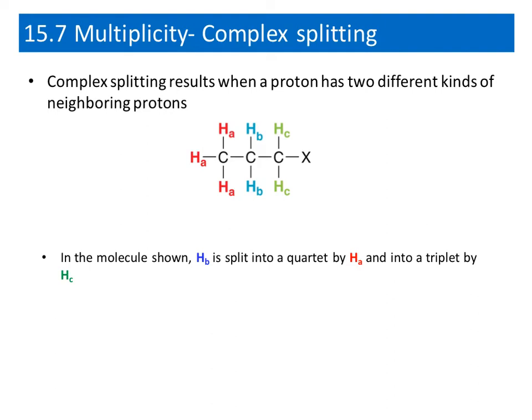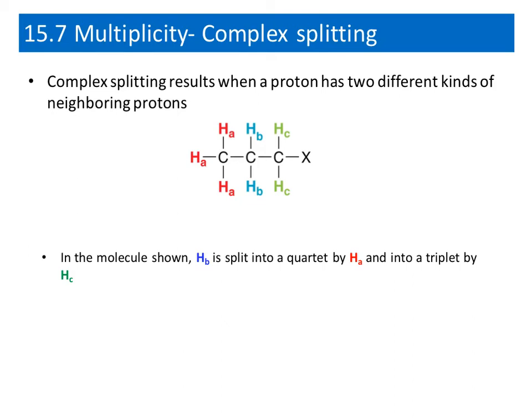So let's talk about complex splitting a little bit. This occurs when a proton has 2 different kinds of neighboring protons with different chemical environments. For example, in this structure, we can have 3 signals. These 2 protons are the same, these 2 are the same, and these 3 are the same. So we can have 3 signals overall.